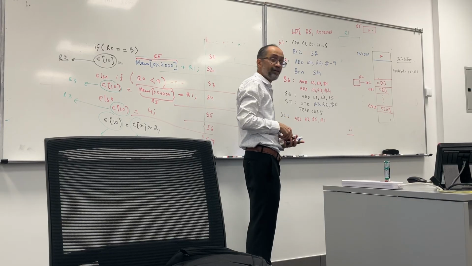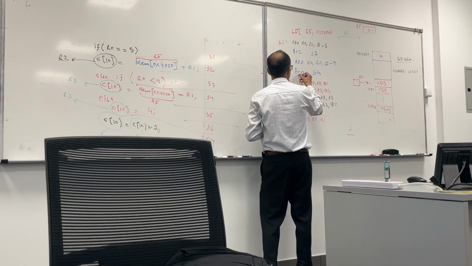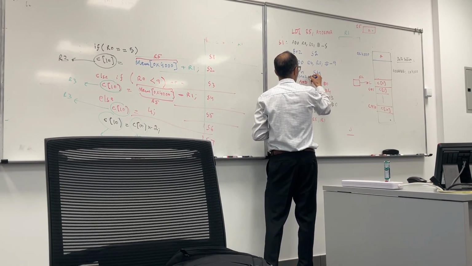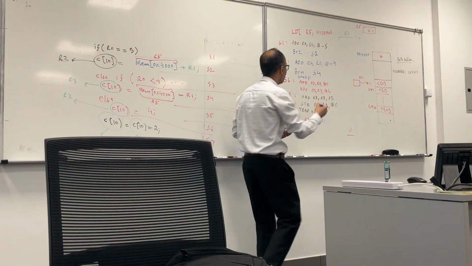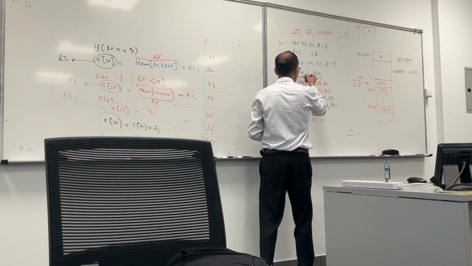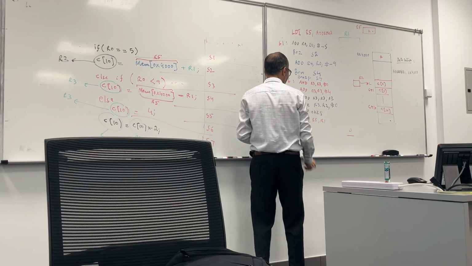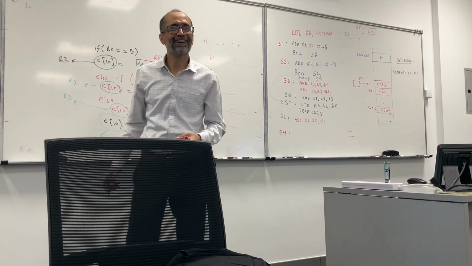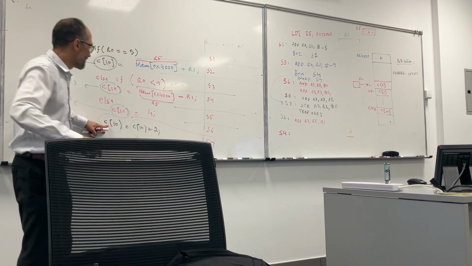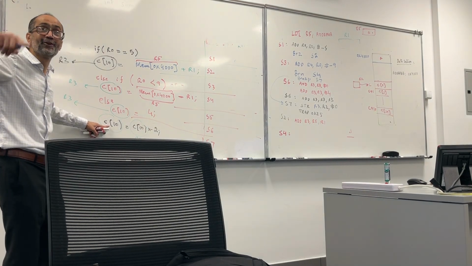What should I write here? BRNZP. What? S7. So it will jump from here to here. Got it or not got it? Because this is an unconditional statement, this will be executed in any case.